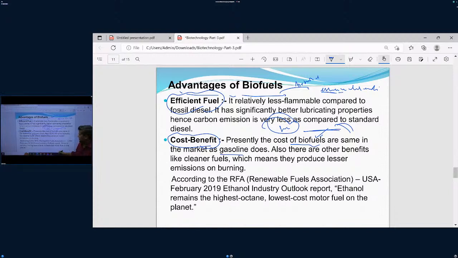So these are some important advantages of biofuel. And beta, according to the Renewable Fuels Association USA, ethanol remains the highest octane and the lowest cost motor fuel on the planet. Octane means, to tell the capacity of a fuel, we classify it by octane number. It is just, you can say, a carbon hydrogen chain, and the higher the octane number, the more effective the fuel. So it is said by reports that ethanol will remain the highest octane and the lowest cost motor fuel on this planet. This is an important thing.